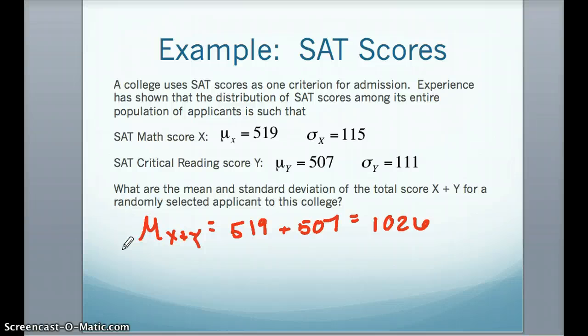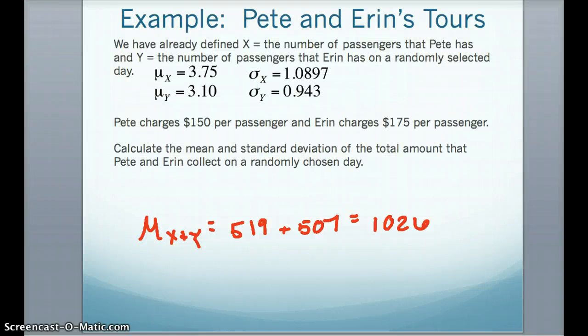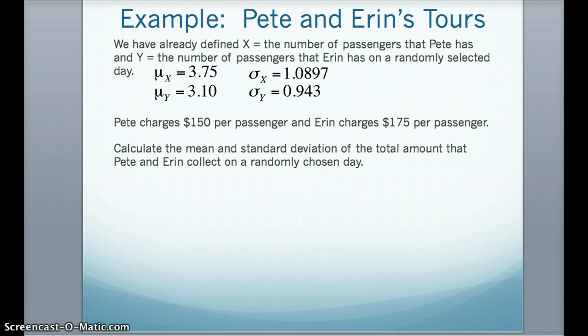So SAT math and reading scores are not independent of each other. I think it's pretty obvious that students who score high on one part of the exam usually tend to score high on the other part of the exam. And so there's probably a relationship that goes on between them. And so you should not assume independence with these. It's usually pretty obvious when they are independent. And in this case, they're certainly not.